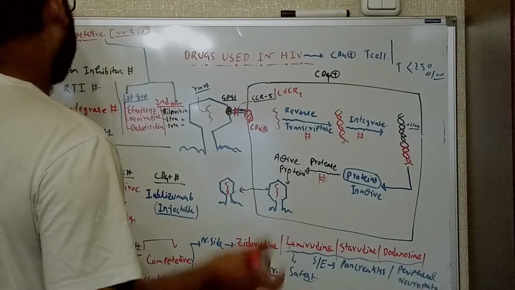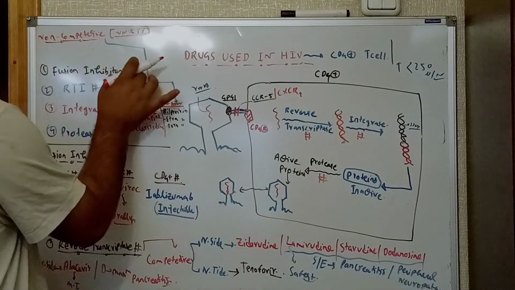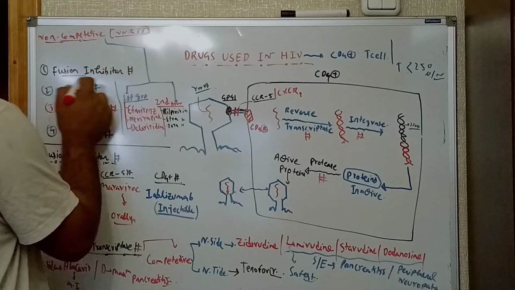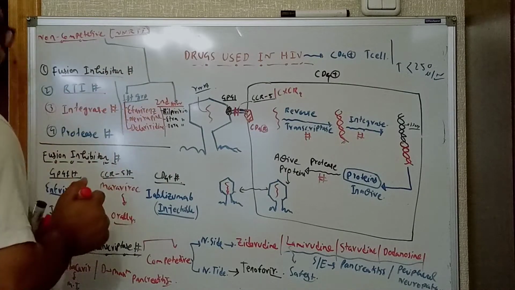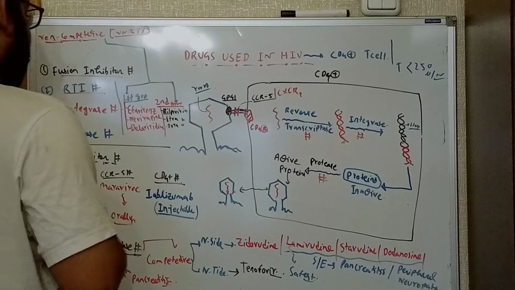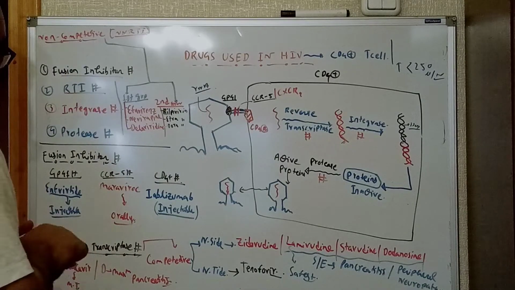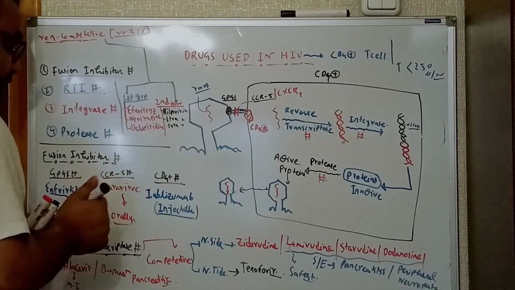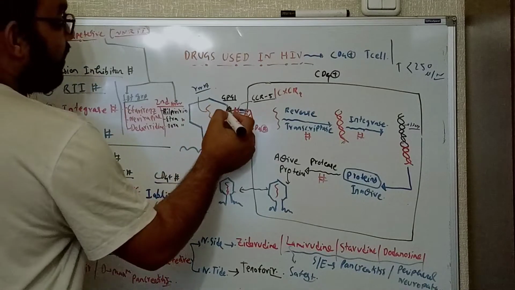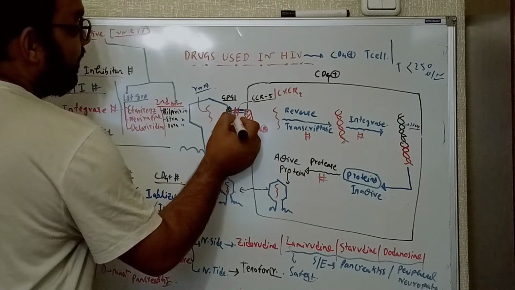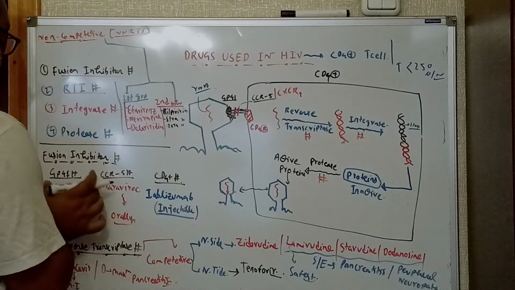Now today we will talk about two types of drugs: the fusion inhibitors and the reverse transcriptase inhibitors. First we will talk about the fusion inhibitors. In the fusion inhibitors we can use drugs at different stages. The first stage is over here: we can inhibit this GP41.